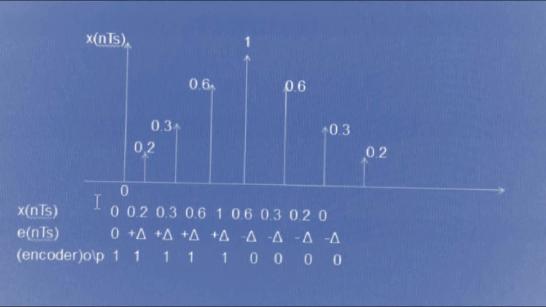Then again, suppose our current value is 1 and the previous sample value is 0.6. We compare these two samples and subtract 0.6 from 1, so the resultant is 0.4, which is a positive value. So the quantizer gives plus del as our output. Let's suppose our next sample value is 0.2 and the previous sample value is 0.3. We subtract 0.3 from 0.2 and the resultant will be minus 0.1. This time our error function is negative, so the quantizer gives a minus del value.